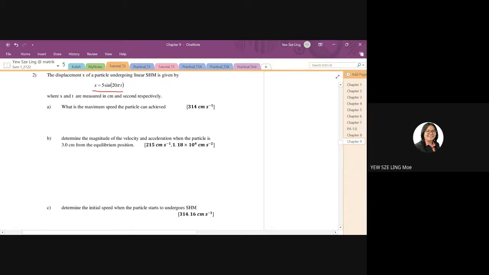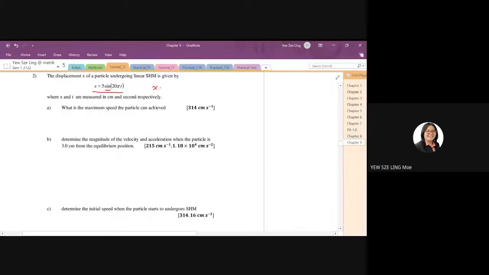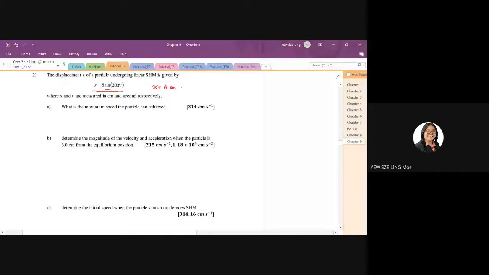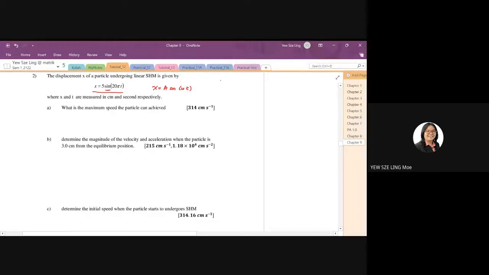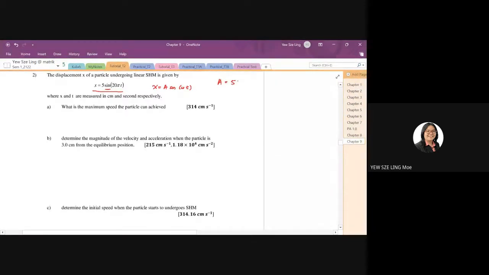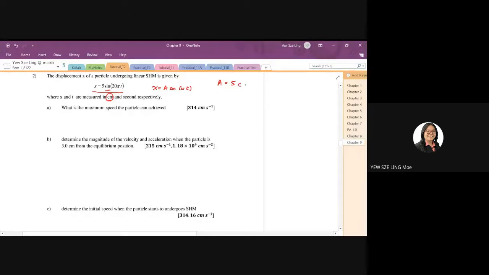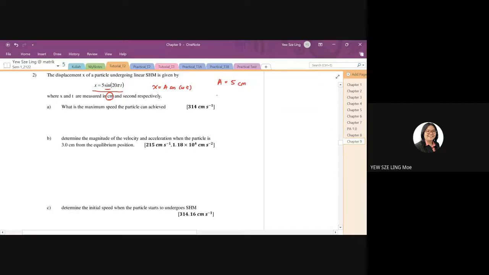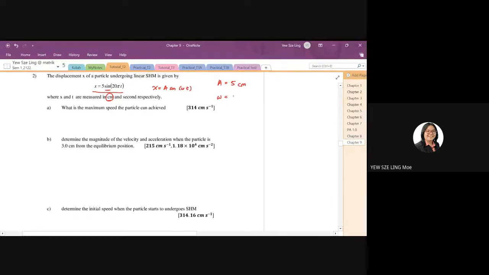So you have x equals 5 sine 20 pi t. Therefore, the general equation that we're going to use in this question is x equals A sine omega t. All right, so by comparison, the information that we have is A is equal to 5. So 5 what? 5 cm, because it tells you x is in terms of cm. They are being measured in cm. So A is equal to 5 cm, and omega is equal to 20 pi.